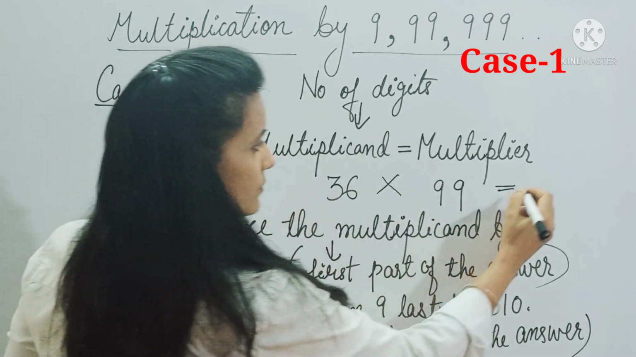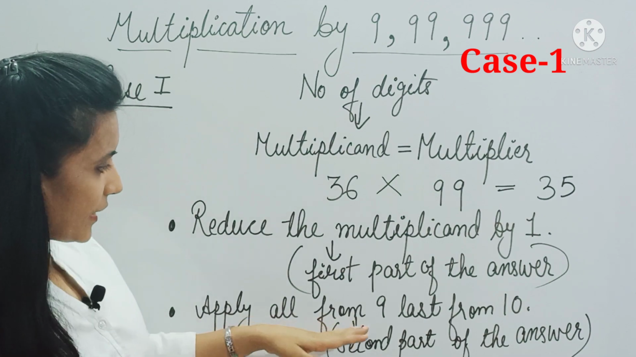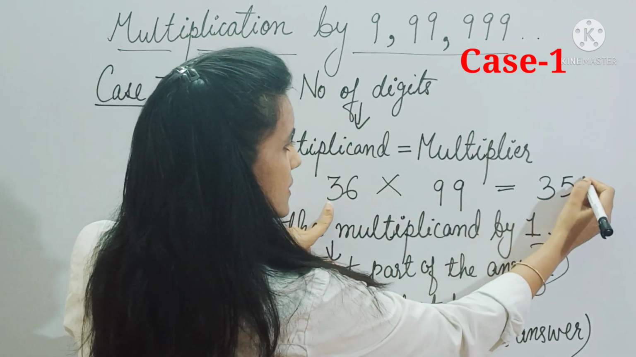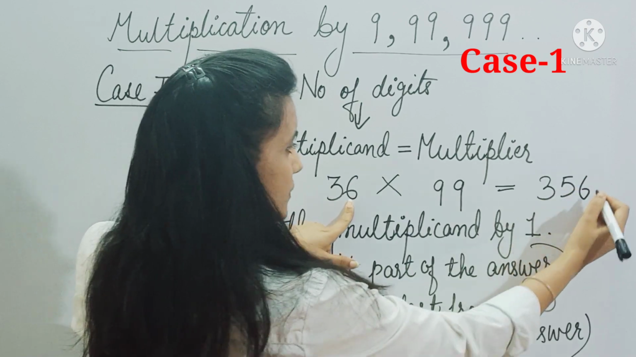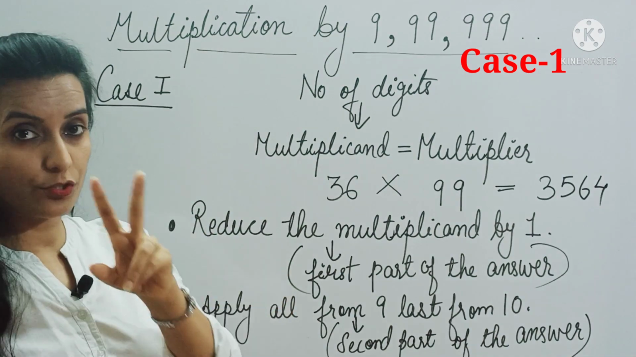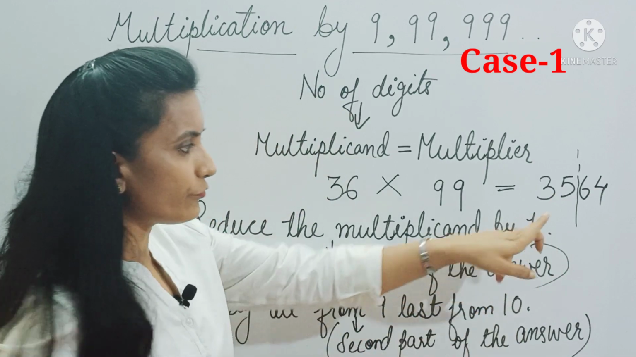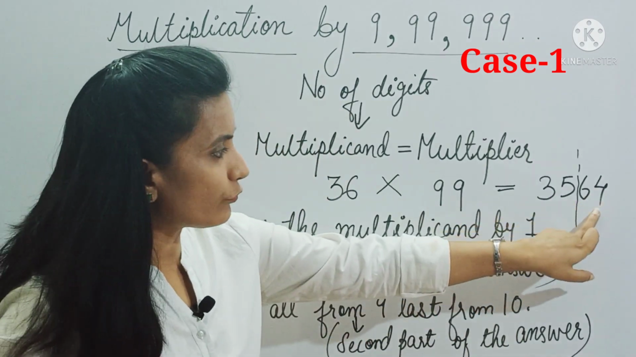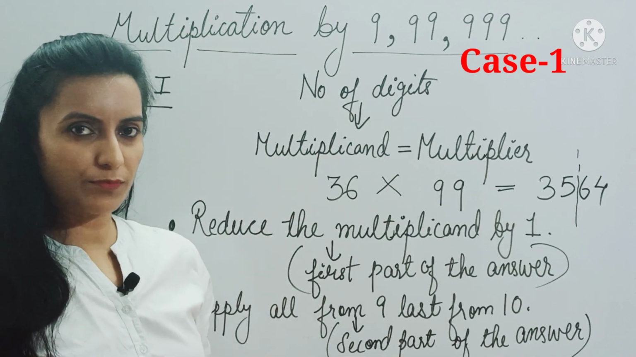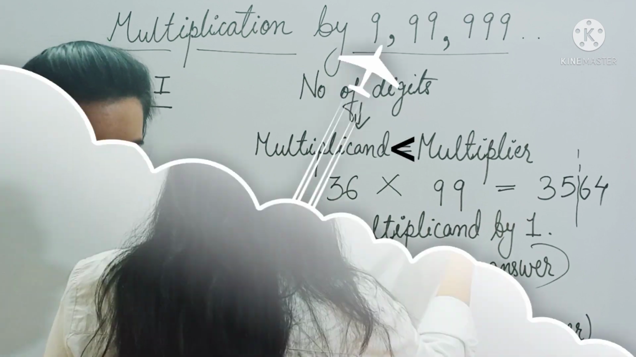So 36 becomes 35 and apply all from 9, last from 10 to the multiplicand. So you get 3 plus 6 is 9 and 6 plus 4 is 10. So if you see, we are getting the answer in two parts, right? So this 35 is your first part of the answer and 64 is the second part of the answer, right? In every case you will see the same thing. You will get the answer in two parts. Now let's see the second case.